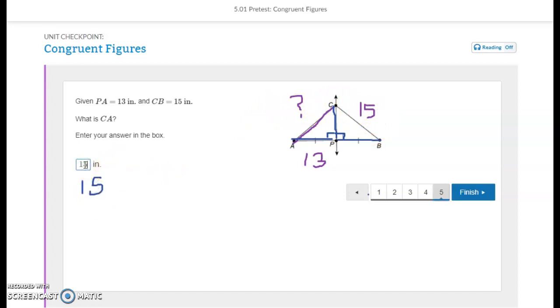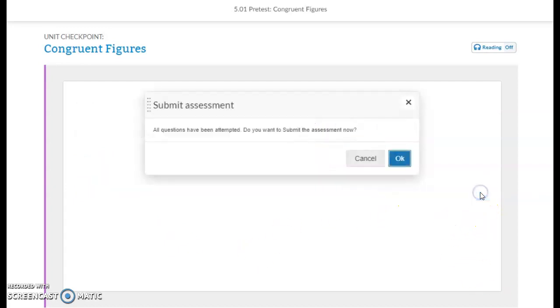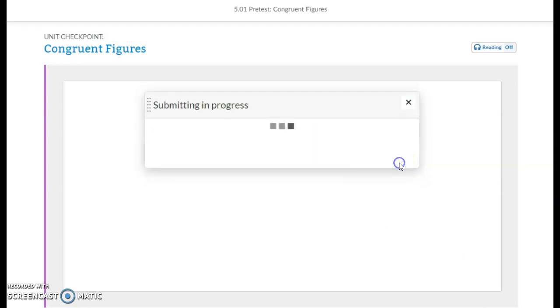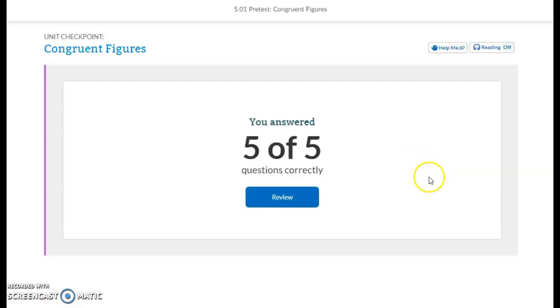I should actually type the answer instead of just writing it with my little tool here. Click finish. And those are the correct answers.